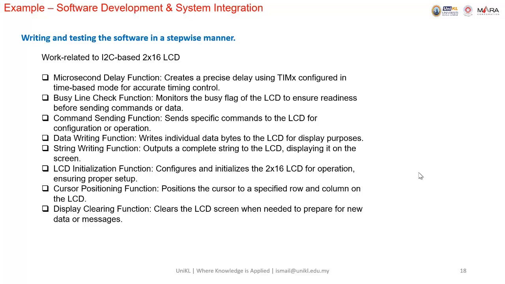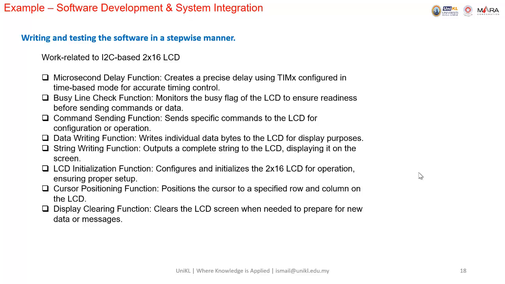So from that, then we can develop another function to send a string, or string writing function, which outputs a complete string to the LCD and displays it on the screen. And then LCD initialization function. This is the most important thing. If you cannot initialize the LCD, then you cannot do anything. It configures and initializes a 2x16 LCD for operation, ensuring proper setup. Cursor positioning functions, to format the display later, you need to move your cursor. So position the cursor to a specific row and column on the LCD. Finally, display clearing function, clear the LCD screen when needed to prepare for new data or message. Maybe you want to write something, then you need to clear the previous data or display on the LCD.